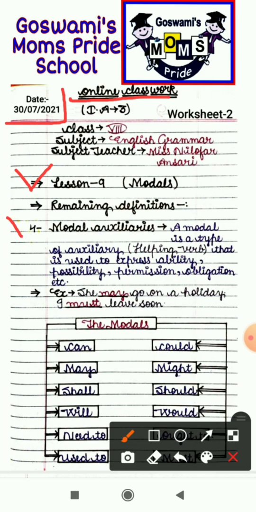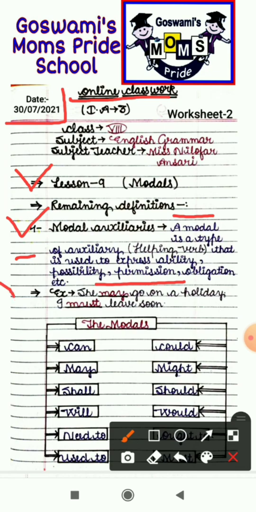The next definition is of modal auxiliaries. So let's see what modal auxiliaries are. A modal is a type of auxiliary helping verb that is used to express ability, possibility, permission, obligation, etc. So a modal is also a type of auxiliary, that is, a helping verb, and a modal is used to show some specific situations like ability, possibility, permission, obligation, etc.